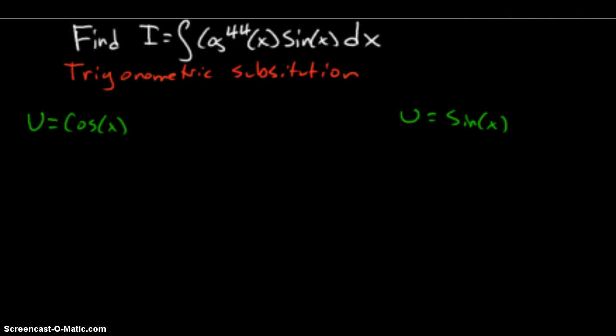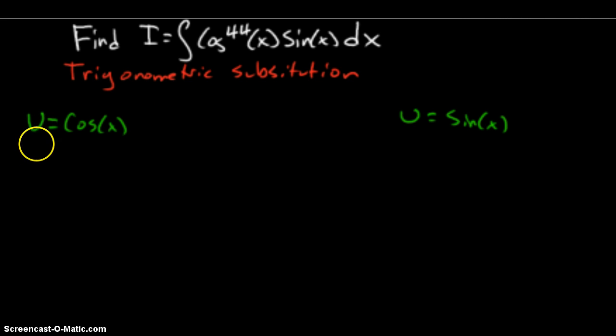There's no way to know beforehand which way is the better way, but there always is a better way. And with practice and experience, you'll gain that confidence to integrate using your head and be able to find which one is the easier one before you actually start integrating. But for this particular question, let's just try both and see which one is easier. So let's start with u is equal to cosine x.